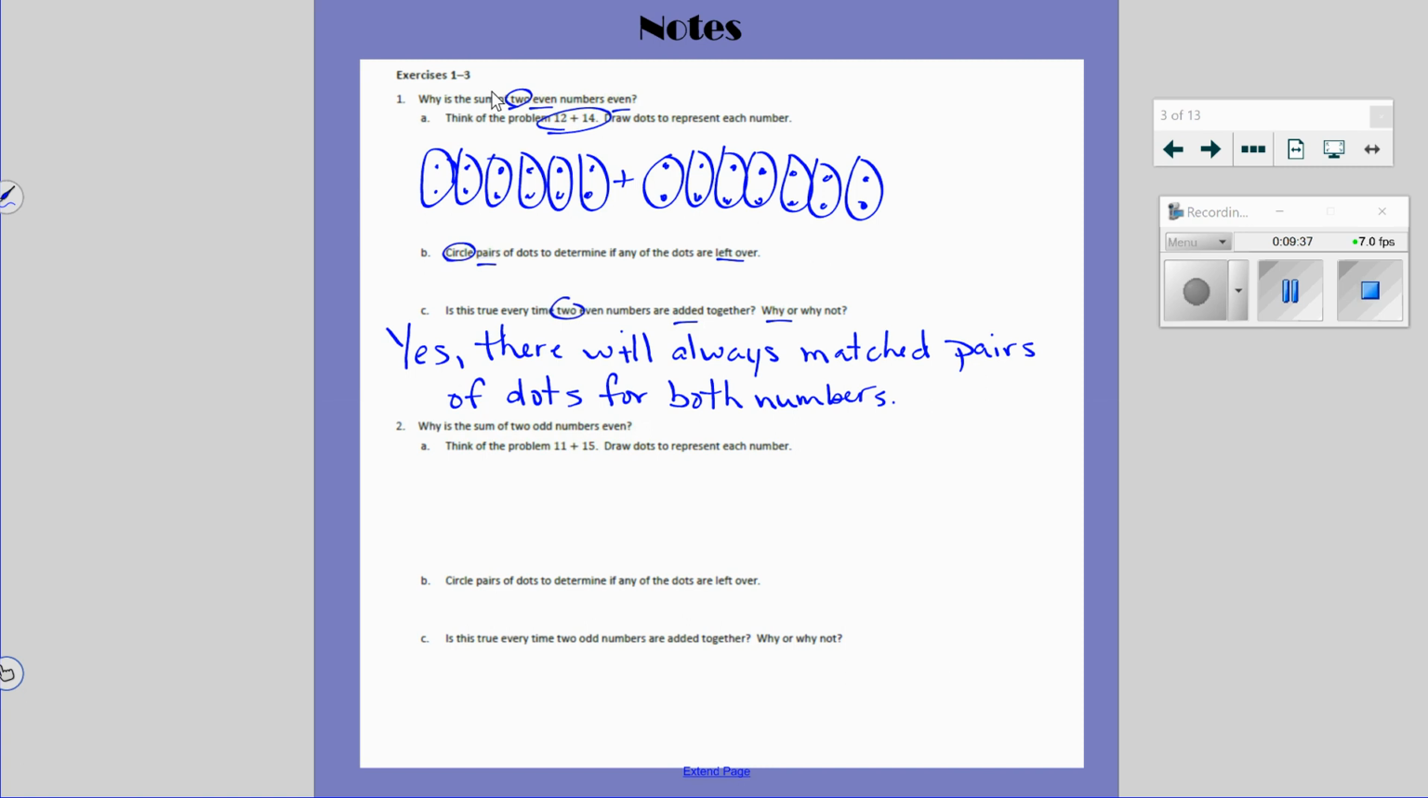Okay? Now, part 2, why is the sum of two odd numbers even? If I have two odd numbers, why is it that I get an even answer? So let's think again of a problem such as 11 plus 15. Let's draw dots to represent each number. For the 11, I'm going to end up with 5 sets of dots, but with 1 left over, right? And then in the 15, I'm going to have 7 pairs of dots. But what else am I going to have? 1 left over.